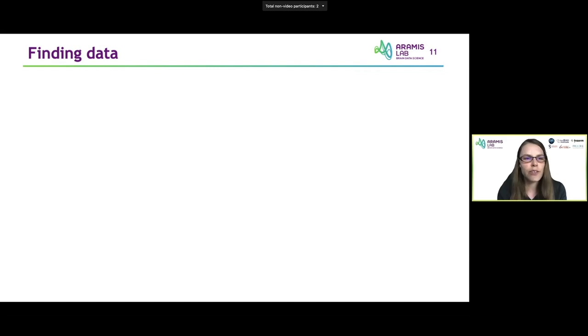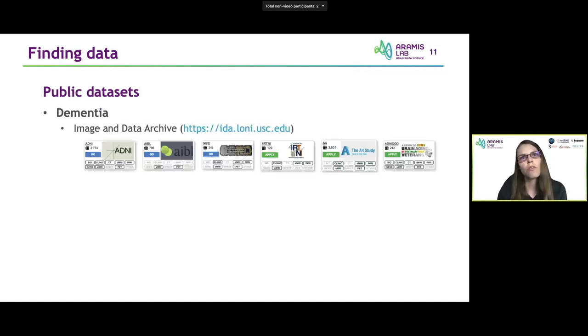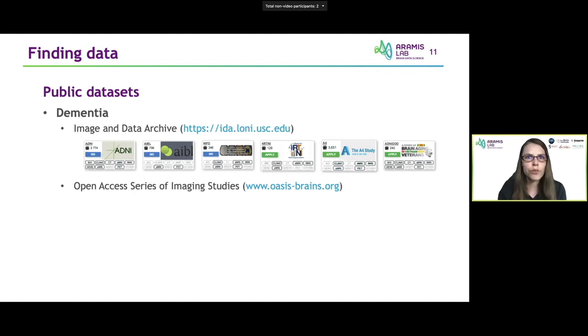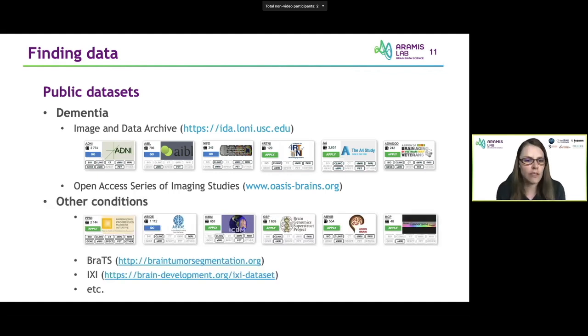So let's start really at the beginning, finding your data. To build your train and test sets, you can rely on public datasets. For dementia, several are available through the Image and Data Archive websites, such as ADNI or AIBL, but you can find others on independent platforms such as OASIS.